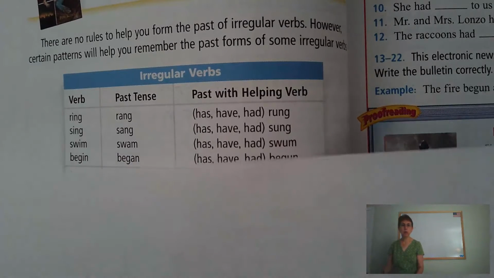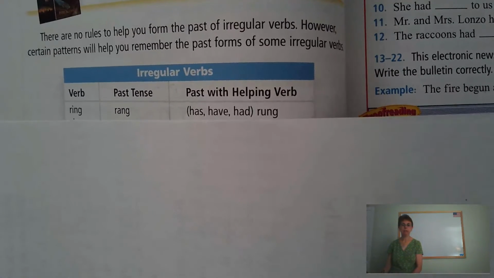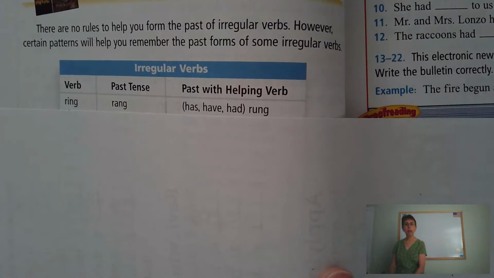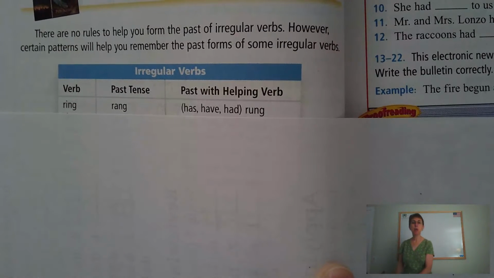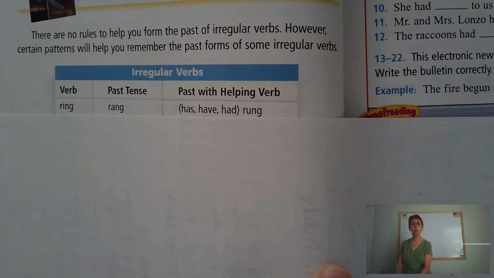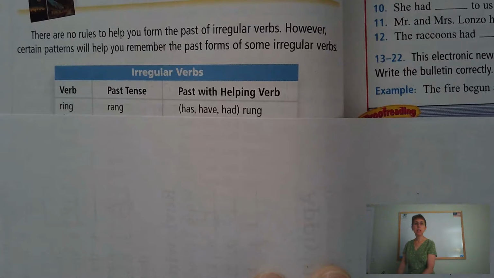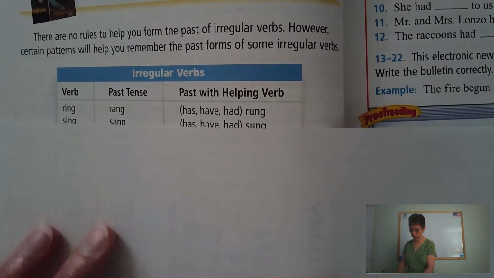So let's go through this chart together. We start with ring. It's ring, rang in the past, and then when we use a helping verb, has, have, or had, rung. So it's ring, rang, rung. Notice the vowel change. Ring has an I in it, rang an A, and then rung with the U. So we're going to notice that pattern here.